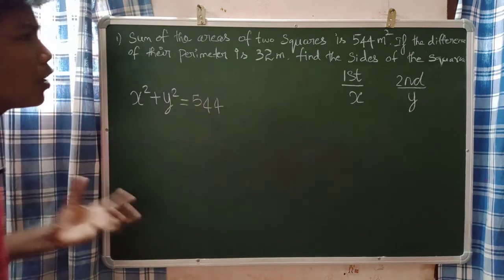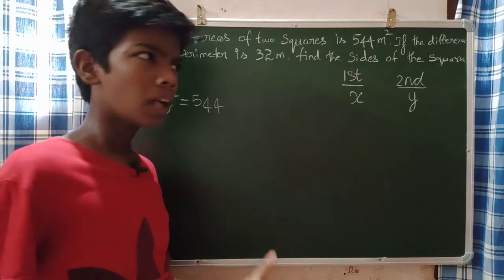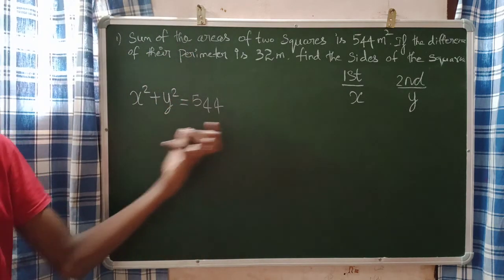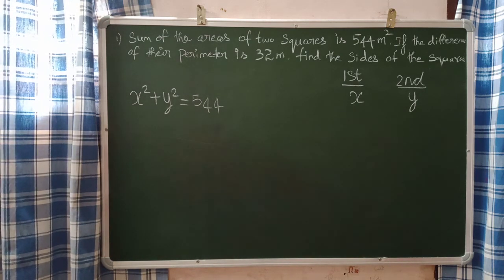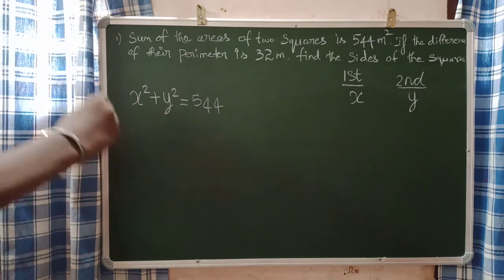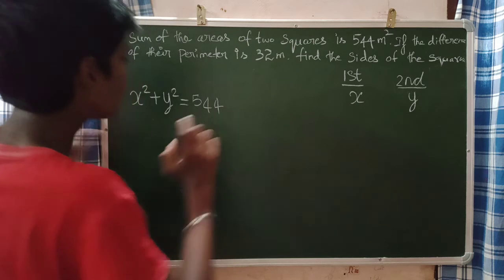Now guys, I don't need to write the units now because at last we will be using our quadratic formula. So don't use units now, just write the magnitude, okay. So x square plus y square is equal to 544, because the sum of the areas of two squares is 544. So area of first square plus area of second square is 544.